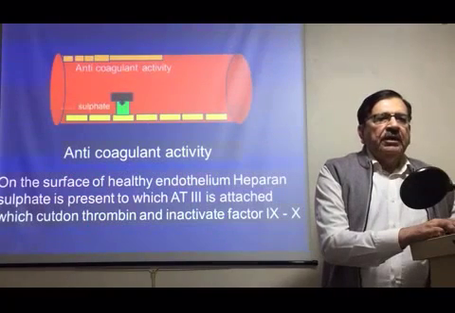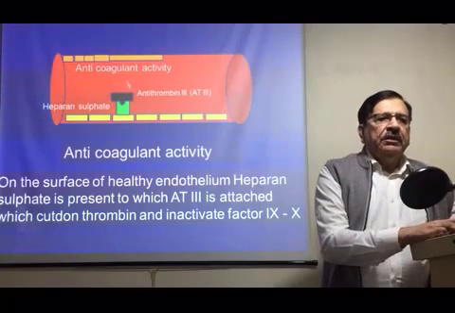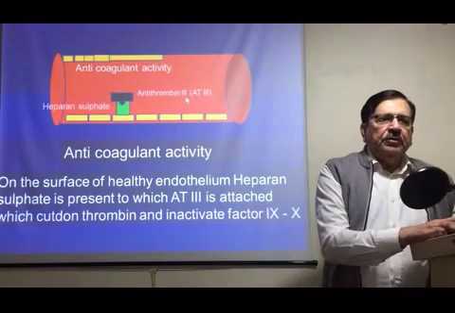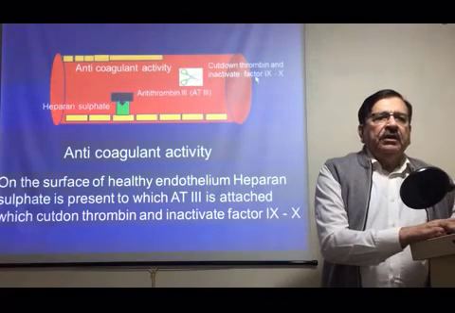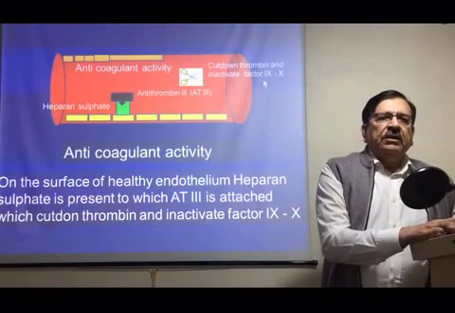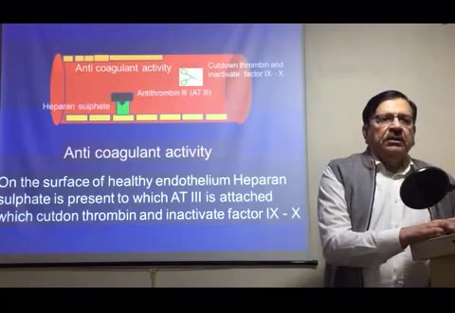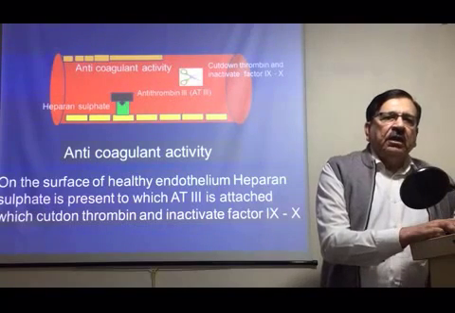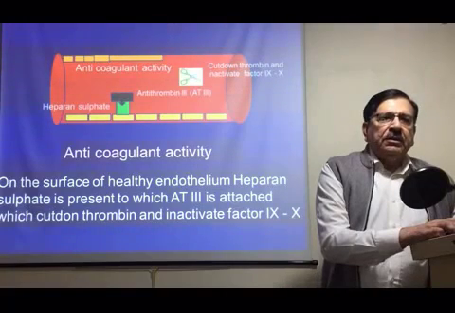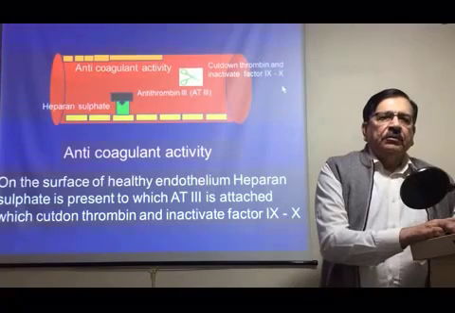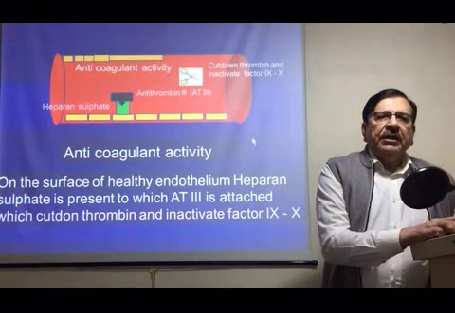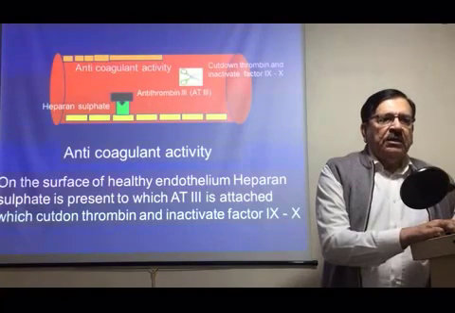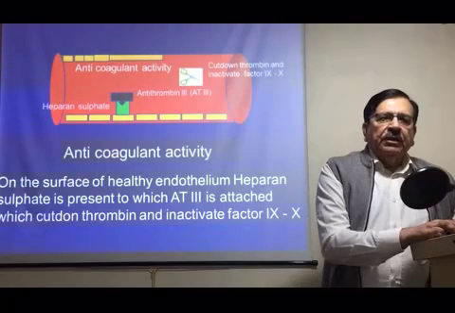The other mechanism is anticoagulant activity. On the surface of endothelium, a substance, heparan sulfate, is present. Antithrombin 3 is attached to this heparan sulfate. It is activated, and it cuts down clotting factors 9 and 10. These clotting factors are 13 and more in the blood, and they are proteins responsible for the clotting of blood. Among them, 9 and 10 are more important, and antithrombin 3 is actually responsible for the inactivation of these factors, factors 9 and 10, and in this way the blood remains in liquid form.